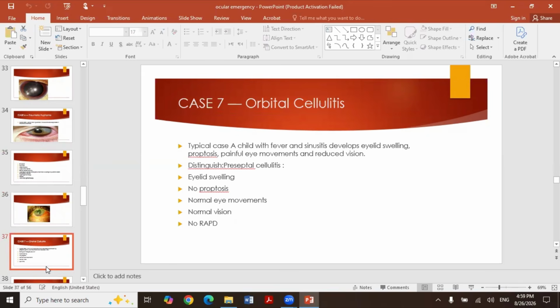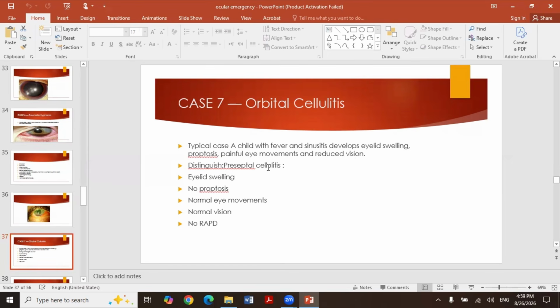Case number 7, orbital cellulitis. This is very important, and we should differentiate between preseptal cellulitis and orbital cellulitis and other things. The typical case: a child comes with fever and has sinusitis, develops eyelid swelling. There is proptosis and severe pain, especially when he moves his eye, and there is reduced vision.